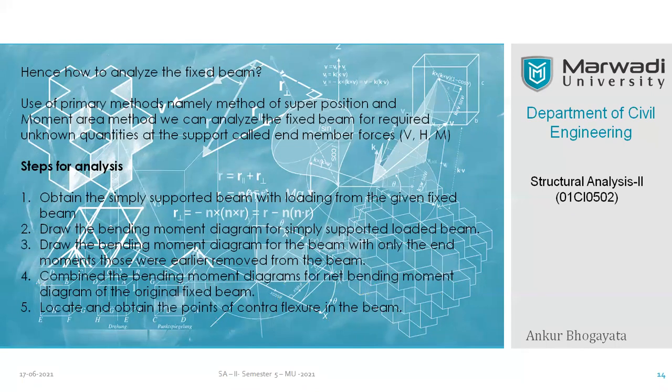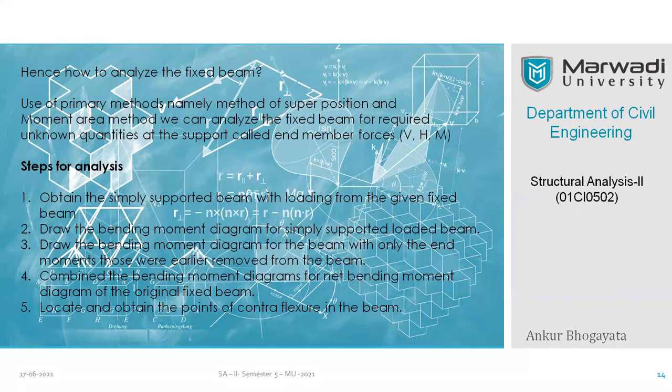So when you remove the fixity, what remains is the simple support. Remove the fixity, that means you are not considering end moments at this moment. So when you avoid end moments, it becomes your simply supported beam. So convert fixed beam into the simply supported beam. That is the first step.